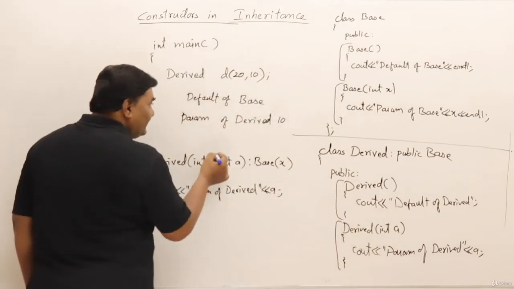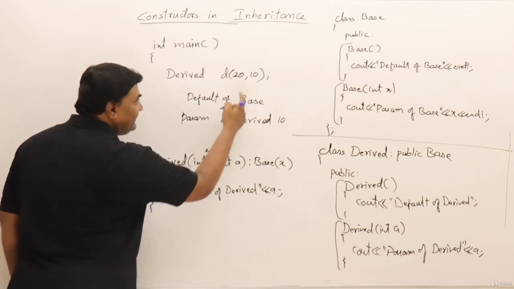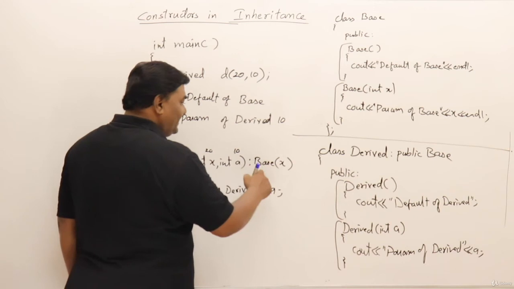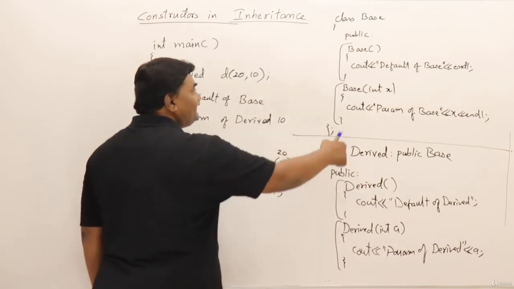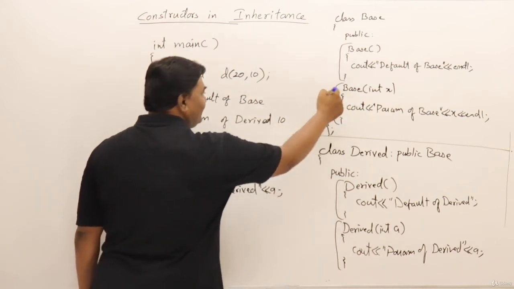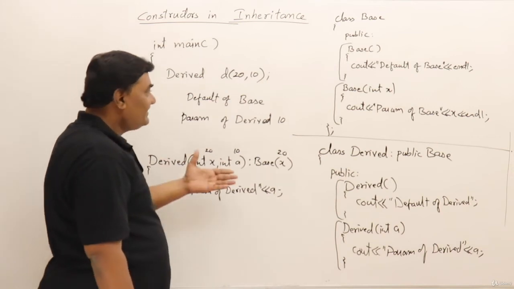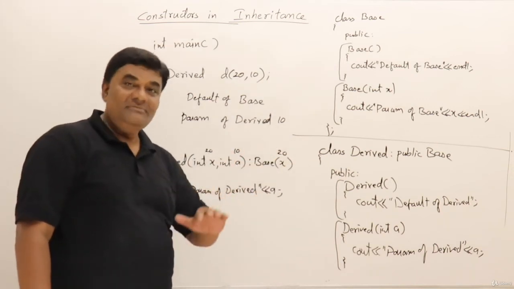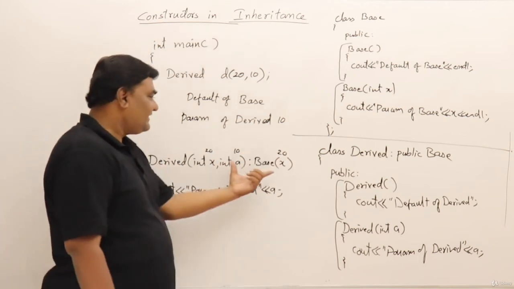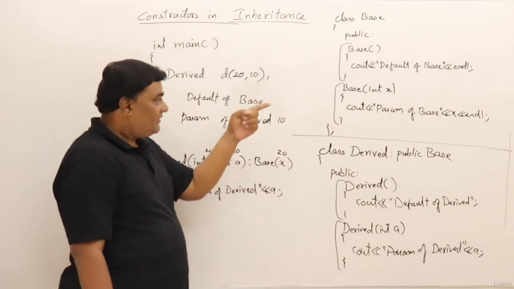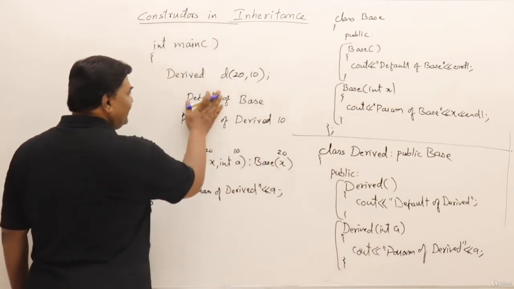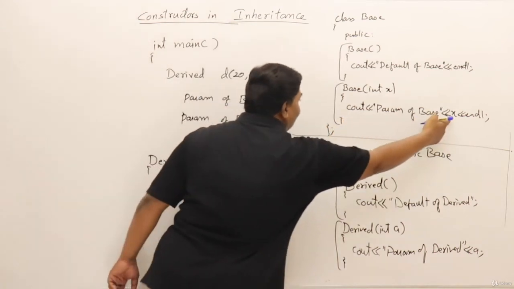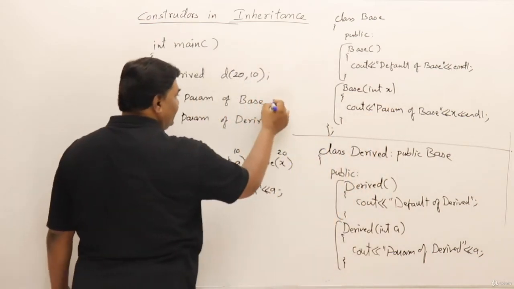So what is this doing? Taking 20 in x, taking 10 in a. Then what is it doing? Calling base 20. So this base class constructor that is parameterized is called. So yes, you can call the parameterized constructor of the base class from the derived class constructor. This is the syntax. Now that will execute. So what will it display? It will show "param of base" and whatever value you are passing, 20.